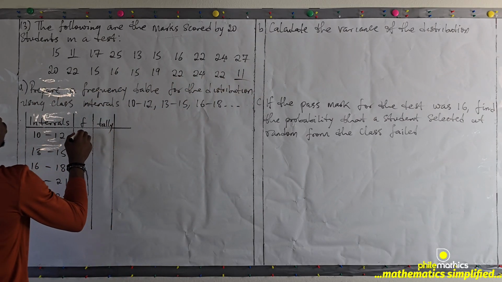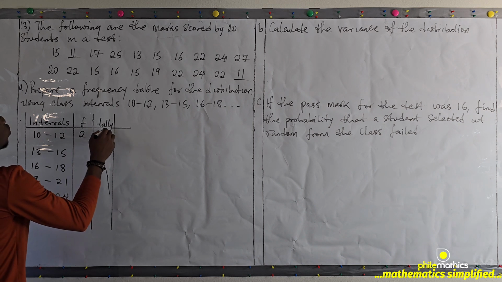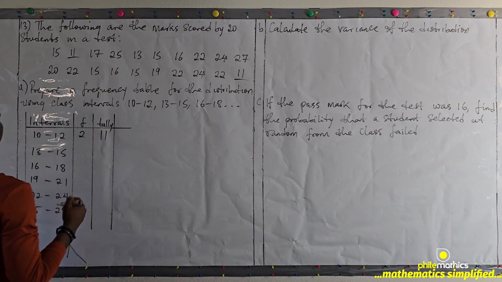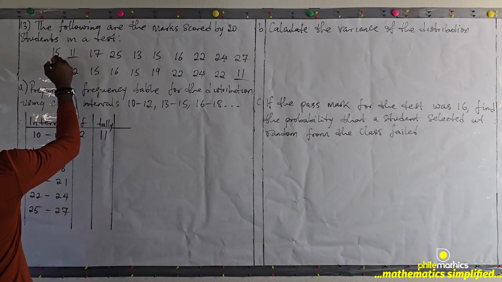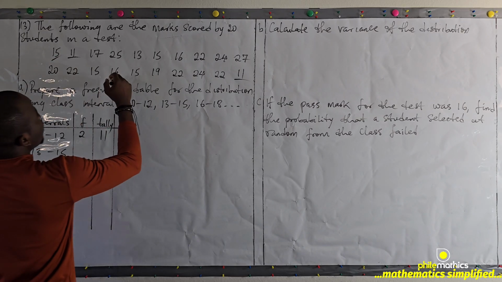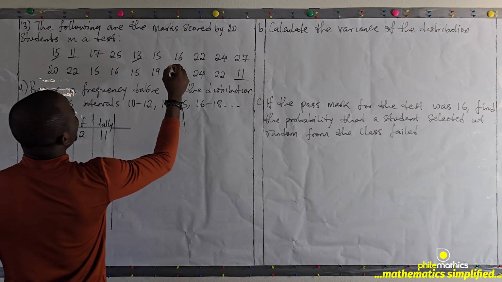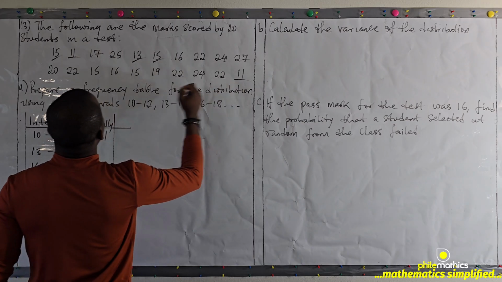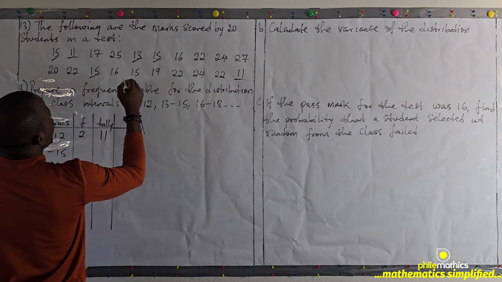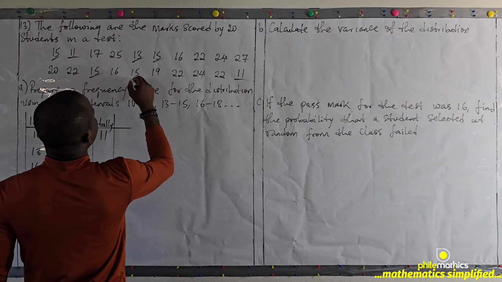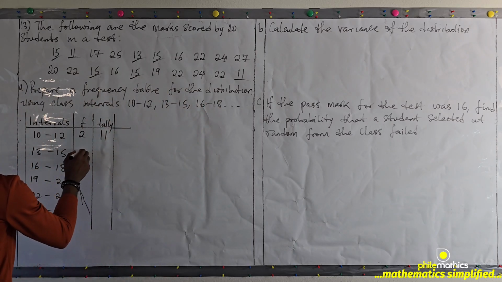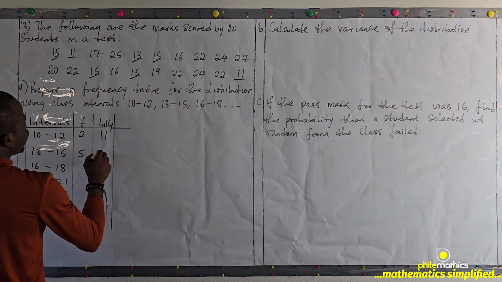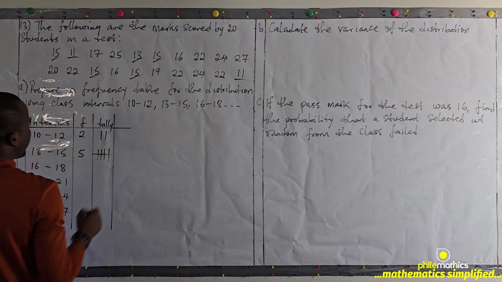2. There are just 2 of them, and this is how we write it, 2 stroke. From 13 to 15, let's do it like this: 1, 2, 3, 4, 5. So we have 5. And so this is how we do it: 1, 2, 3, 4, 5.